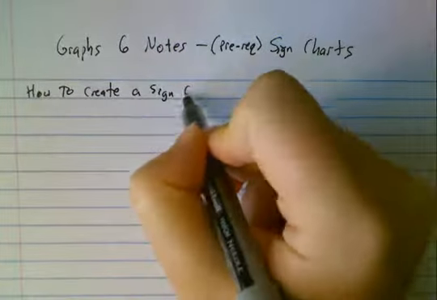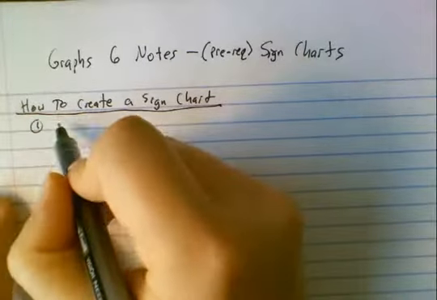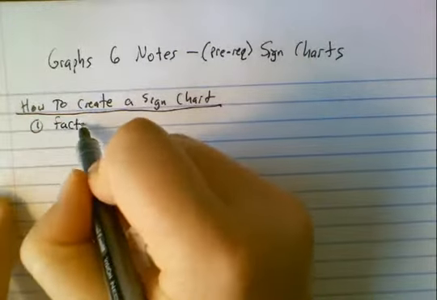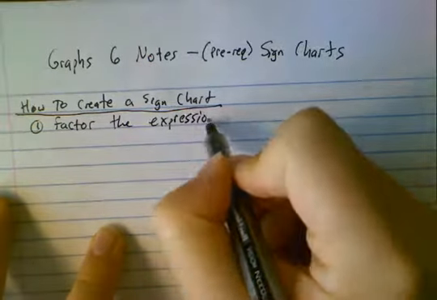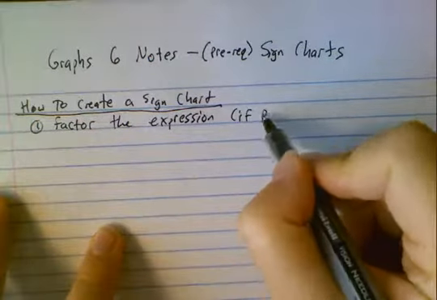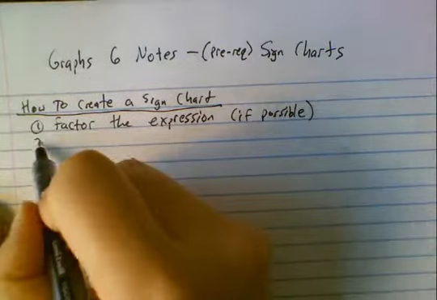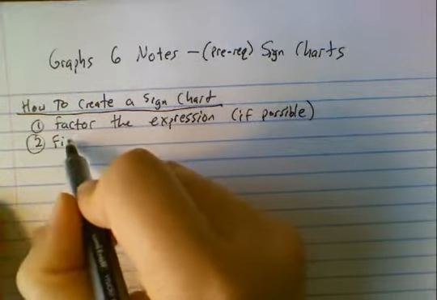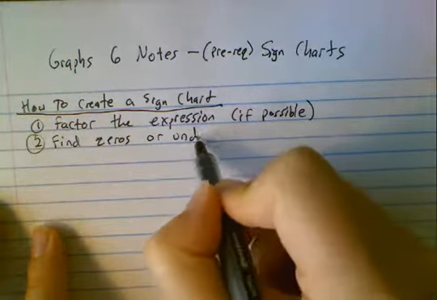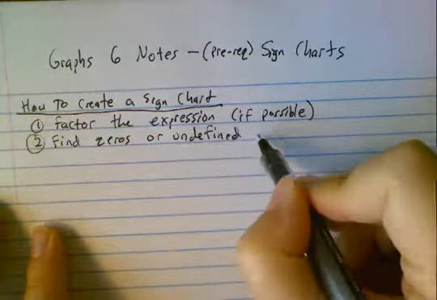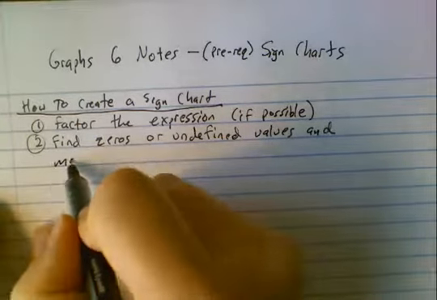create a sign chart. First, factor the expression, if possible. Sometimes it's not, and sometimes it's not needed because it's already factored. Find zeros or undefined values, and mark them on the sign chart.